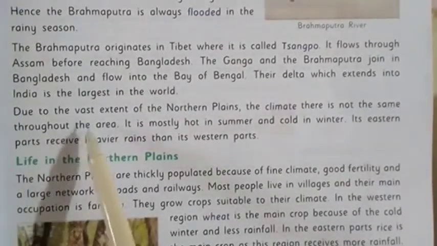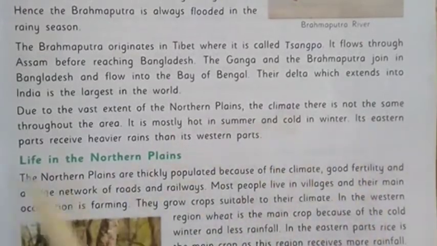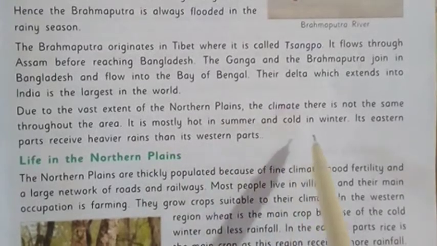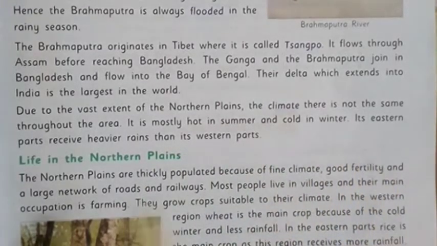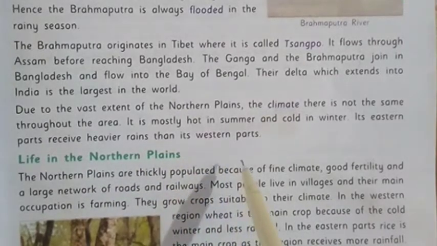Due to the vast extent of the northern plains, the climate there is not the same throughout the year. It is mostly hot in summer and cold in winter. Its eastern parts receive heavier rains than its western parts.